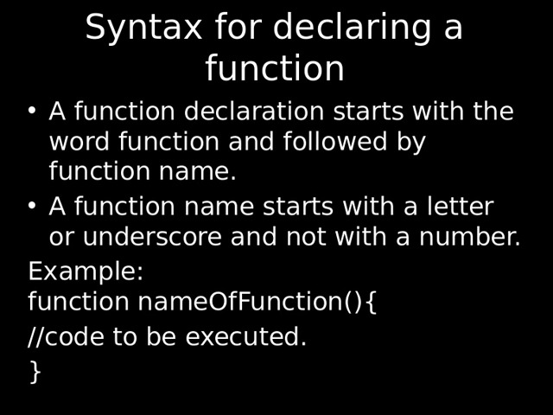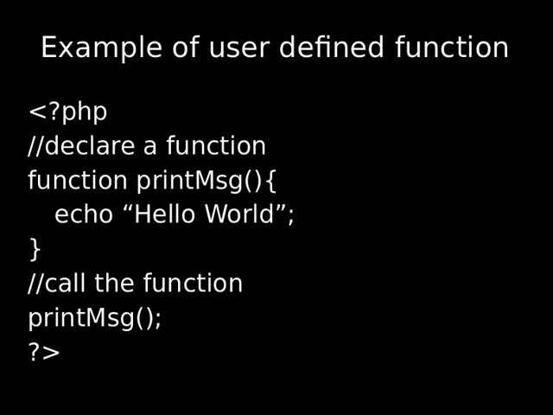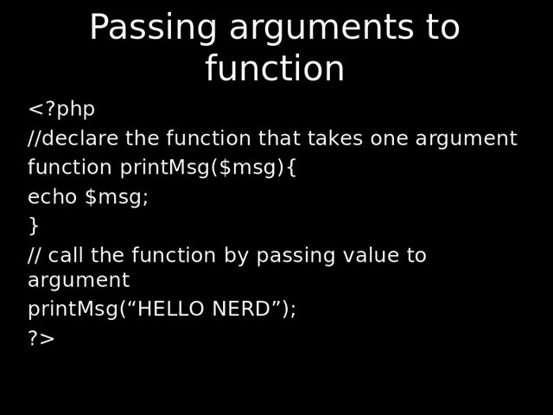Examples of user-defined function. To declare a function, we specify function printMessage, echo "Hello World", and to call the function, we simply write printMessage with round brackets. Passing arguments to a function. Declare the function that takes one argument: function printMessage($message), echo $message. Call the function by passing a value to the argument: printMessage("Hello nerd").